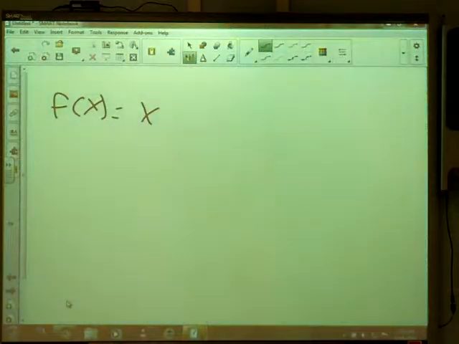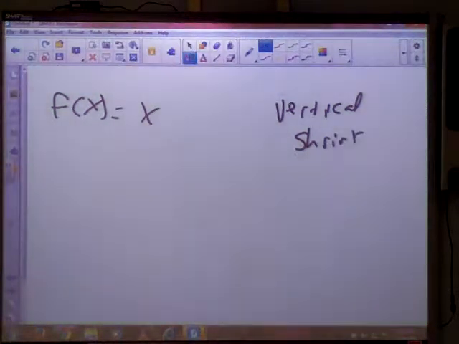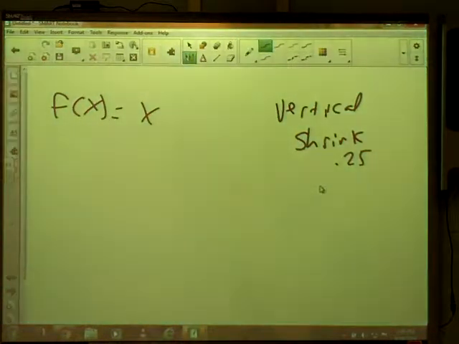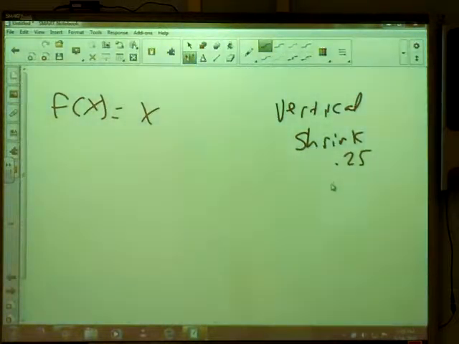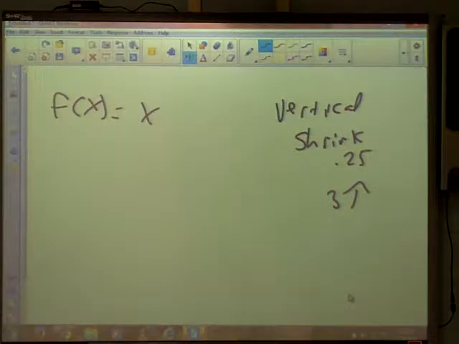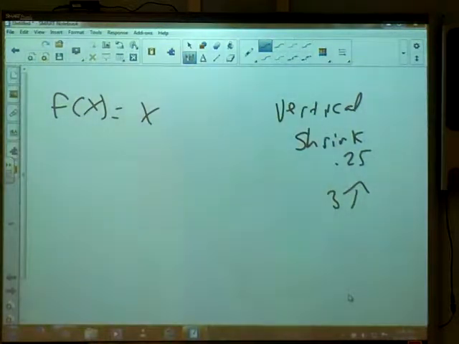So first thing we're going to do with this is a vertical shrink by a factor of 0.25. After we get that done, our next move is going to be a vertical slide, or a translation, of +3. So we're going to take it up 3. So we're going to do those two things to that. We're going to vertically shrink it by 0.25, and then we're going to scoot it up 3. All right, so got to go in order. Got to do the vertical shrink first.